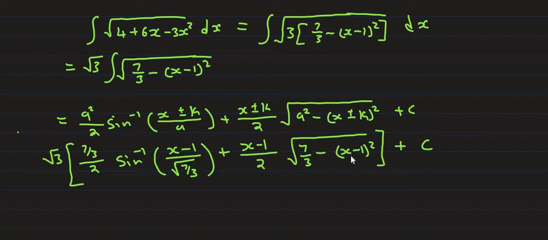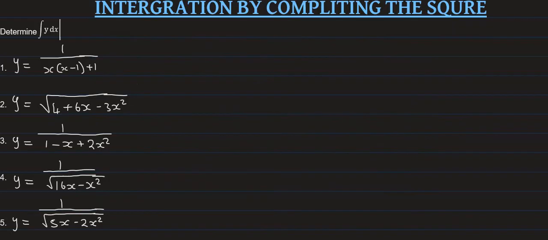Then it is simplified, and I was going to multiply the square root of 3. So the equation, number 3, is the area, and then it is going to be 1 over 1 minus x plus 2x squared.